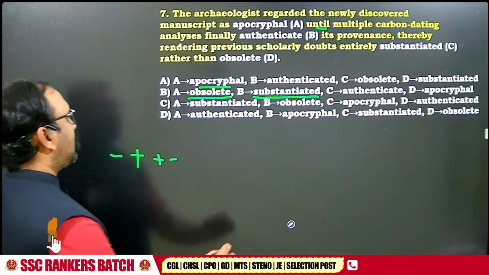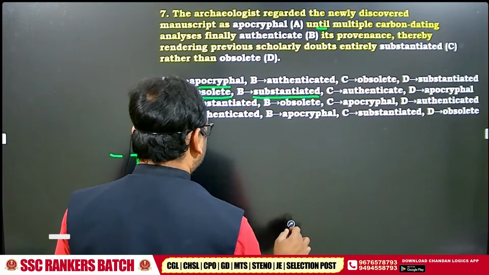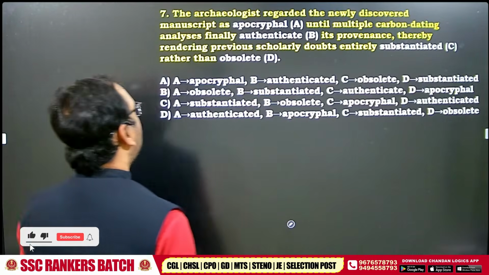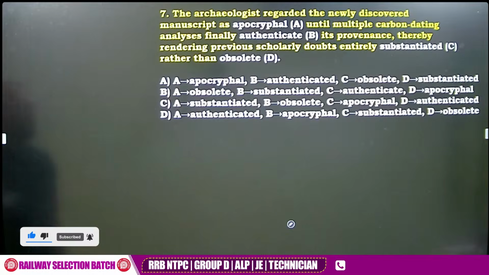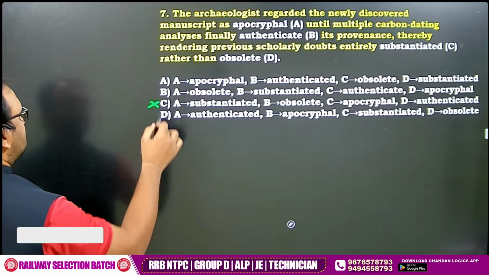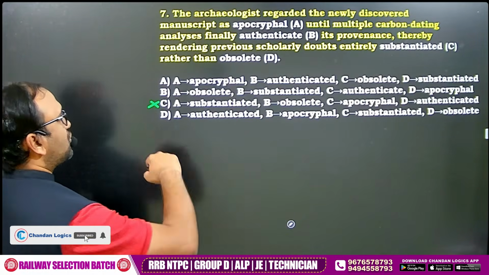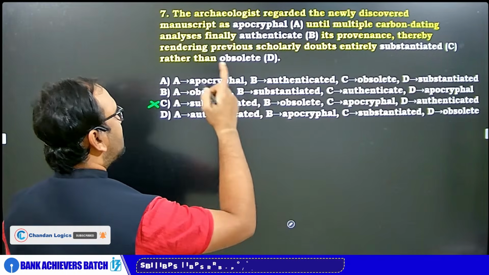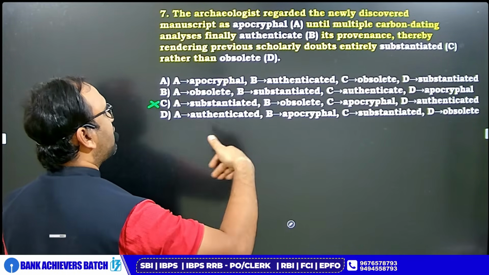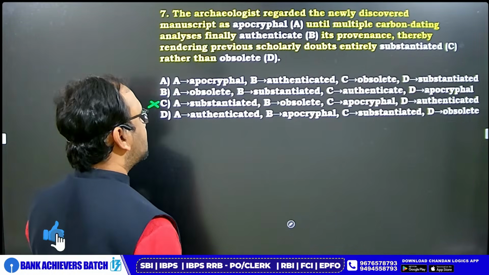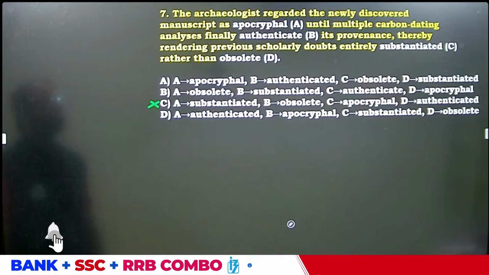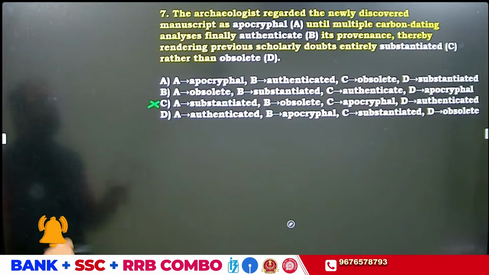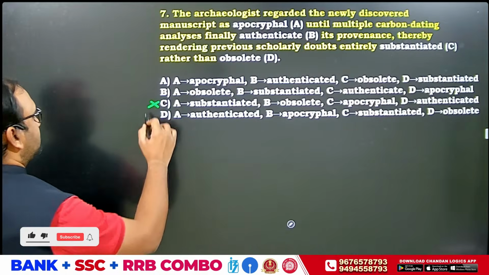I'll give you the clarity now. The archaeologists regarded the newly discovered manuscript as dash. First of all, you don't use substantiated. Definitely substantiate should come in the second position, because the discovery supported it, thereby rendering the previous scholarly doubts. Authenticate rather than obsolete. Correct.